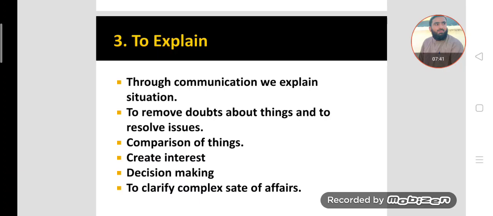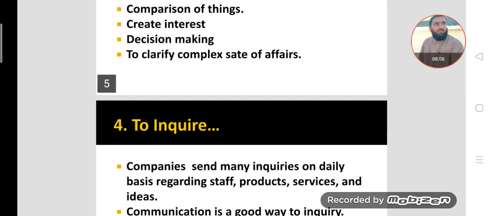Yes, we have discussed that we are human beings, we have relation with others, so sometimes we are facing this problem of doubts, these problems are feelings of doubts. So when we have such situation, then we need what? Then we need explanation of the situation. We can explain situation through communication.